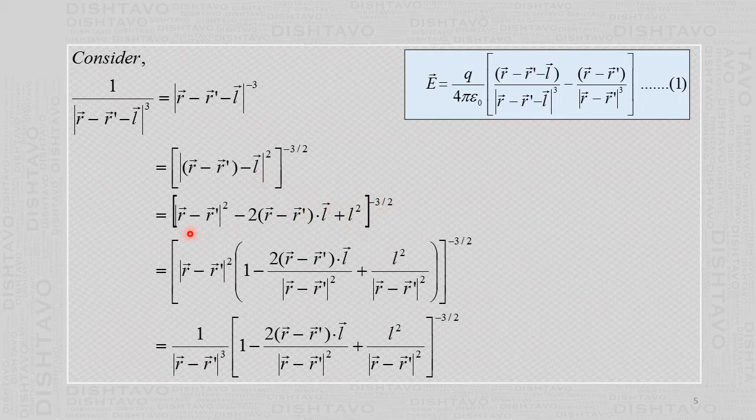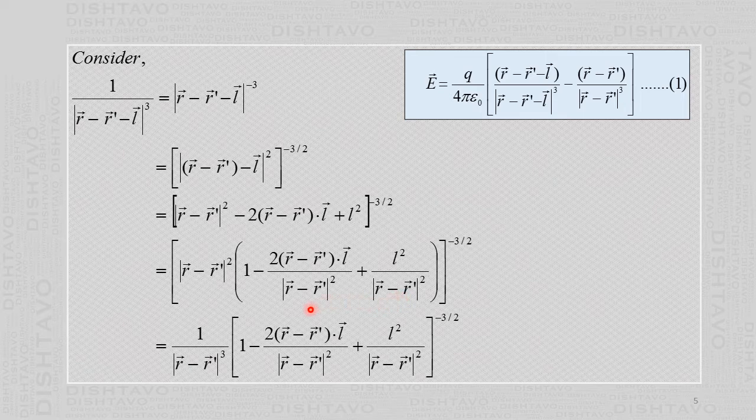Then we take this modulus of R minus R dash square out, and what remains inside is 1. Here vector R minus vector R dash square was not there, so we divide by that.